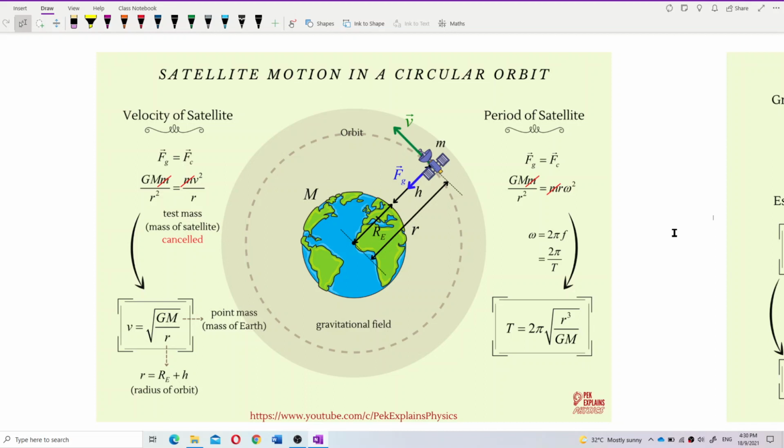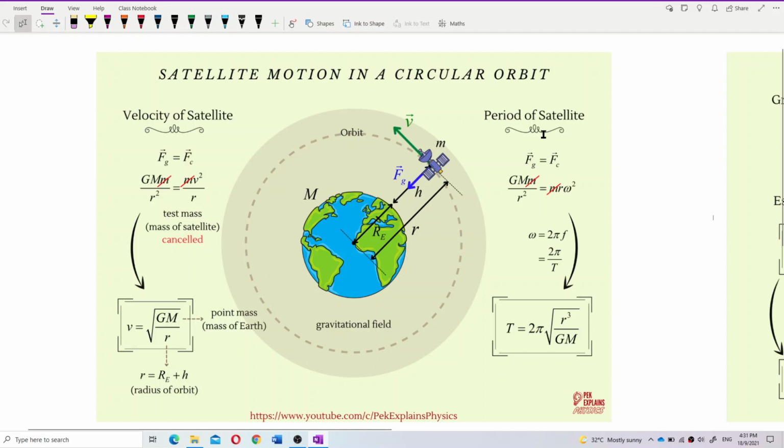Okay, now let's talk about satellite motion in a circular orbit. In satellite motion, we will learn two things. One is the velocity of the satellite, how fast the satellite revolves around the Earth. Another one is the period of the satellite. How long does it take for a satellite to complete one revolution around the Earth? That is the period.